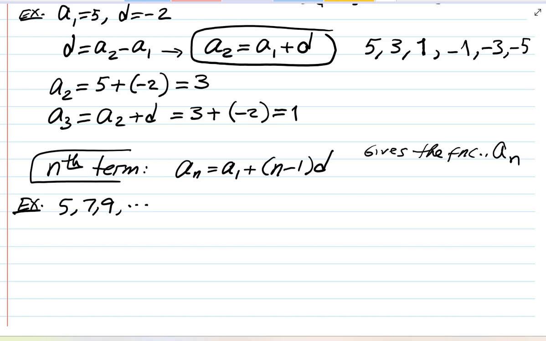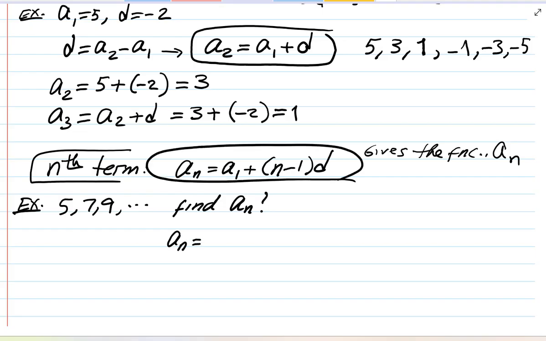Let's say I want to find a sub n, the general term. So the general term is going to be, looking at this formula, the first term plus n minus 1, because n is general. So I'm going to keep n minus 1 with n. Don't put a number there because we don't have a number to put in.